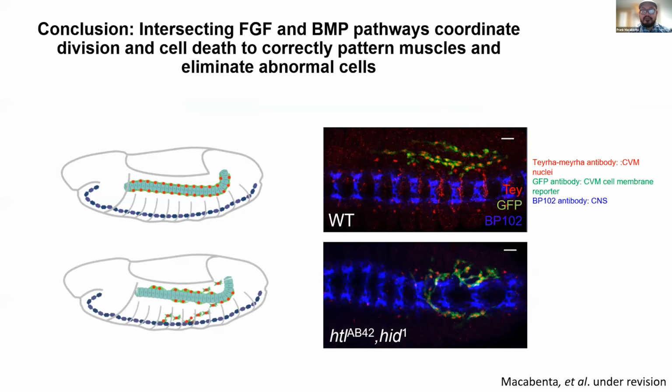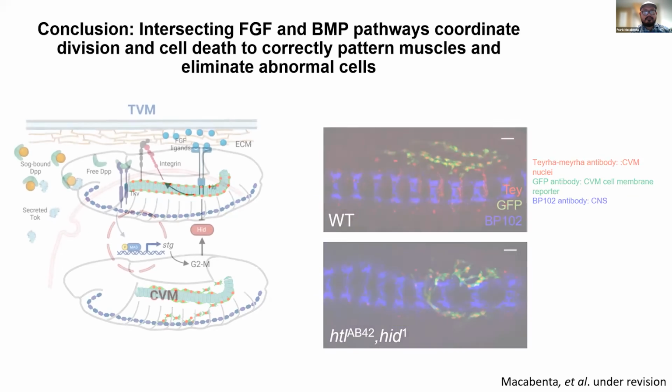So if we look at mutants for heartless and HID, we find that there's inappropriate invasion of these CVM cells into the embryonic ventral nerve cord, or CNS, as visualized by this BP102 antibody staining, suggesting that it's critically important that these extraneous cells be removed lest they invade distant tissues.